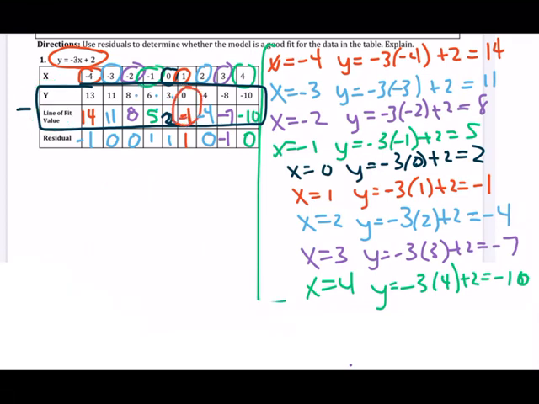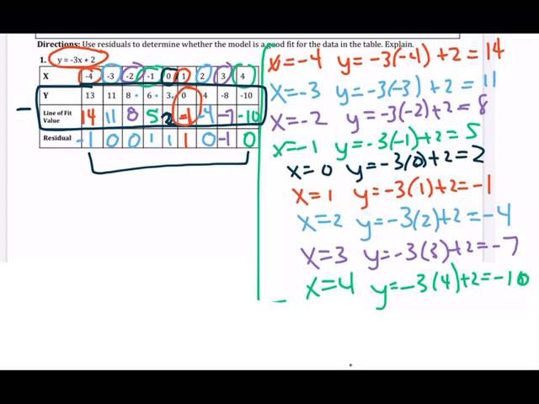So what were we being asked in this question? This question didn't say fill in the table. It said use the residuals to determine whether the model is a good line of fit, and to explain. So again, we are looking for residuals that are small. All of these numbers are small, right? 1, -1, 0. Those are all small numbers.